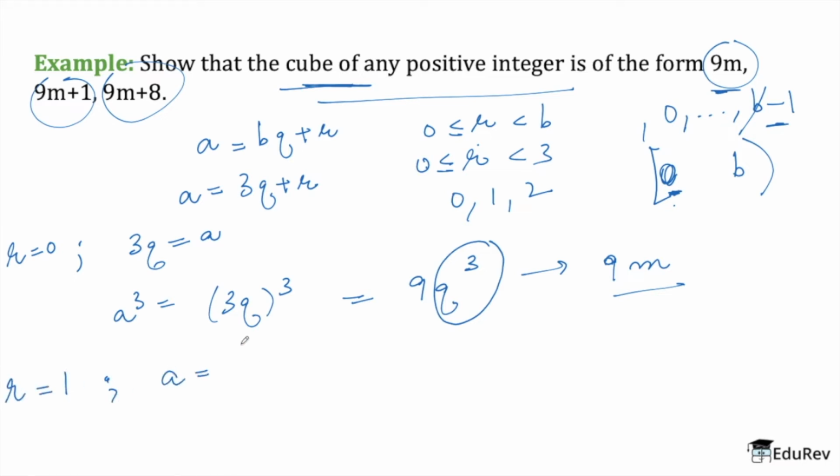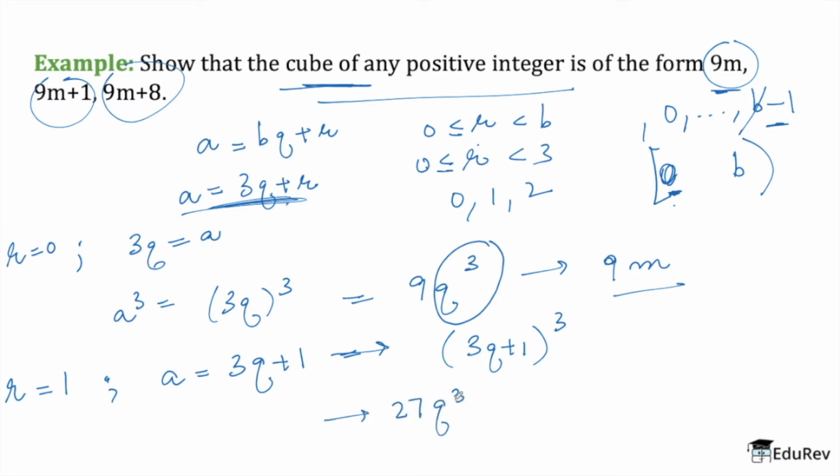Similarly, if I write r equals 1, then it's going to be what? From this equation, a is going to be what? 3q plus 1. Similarly, if I do the cube of this number, that is 3q plus 1, I need to do whole cube of this. So whole cube of this is going to be what? It is going to be, I'm going to write it here, 27q cube. So we just need to do what? A plus b whole cube. So it's going to be 27q cube plus 27q square plus 9q plus 1.